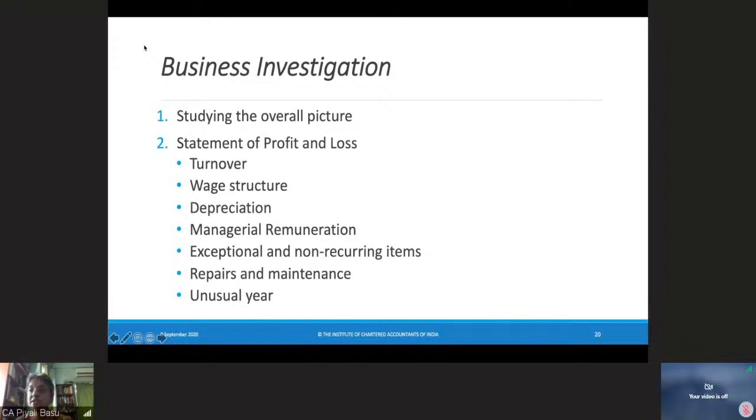So one has to see whether it is a cash loss or a loss after applying depreciation and all. If there is a cash loss, we have to identify that way, and then we start looking into the reason for the cash loss. If it is not so, then look into the other parts of it.